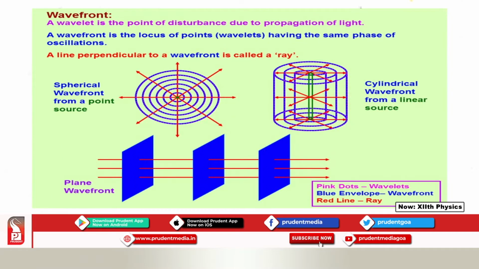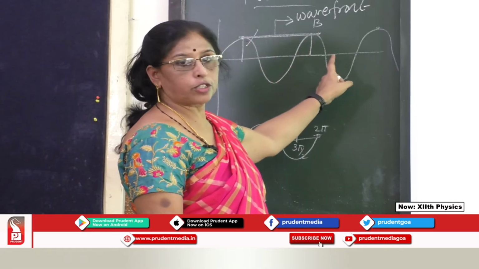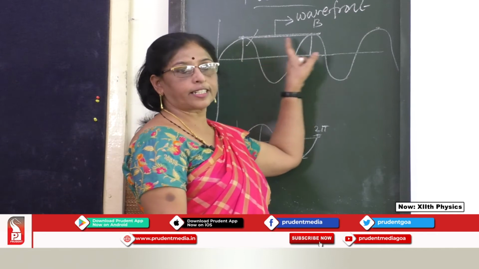Now here comes the wave front, which I mentioned now. A wavelet is a point of disturbance due to propagation of light. A wavefront is the locus of points having the same phase of oscillation. As I said, see here, I showed over here, this is 90 degree, 90 degree.